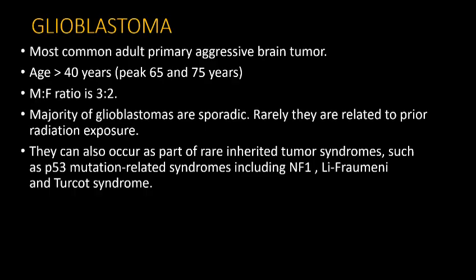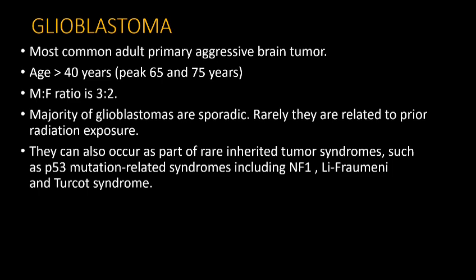Glioblastomas are the most common adult primary aggressive brain tumors. Age of onset is usually after 40 years and peak age is between 65 to 75 years. Male to female ratio is 3:2. Majority of glioblastomas are sporadic. Rarely they are related to prior radiation exposure. They can also occur as a part of rare inherited tumor syndromes such as p53 mutation related syndromes including NF1, Li-Fraumeni and Turcot syndromes.